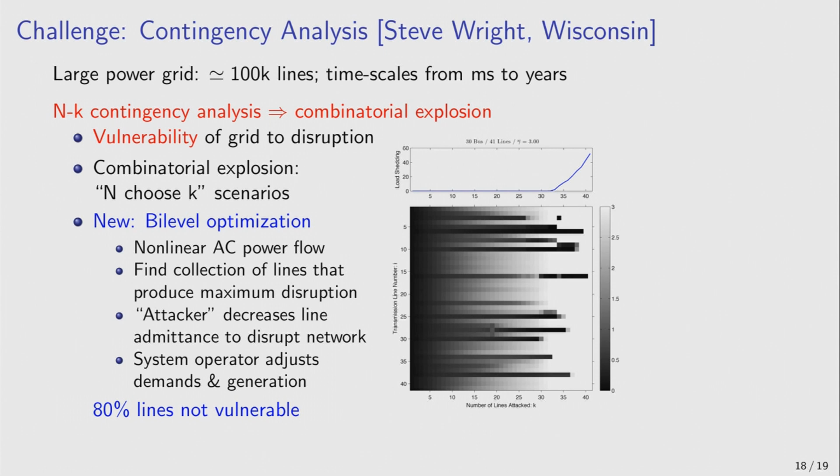And what they found is that about 80% of the lines are not vulnerable to these attacks. So even if the attacker really degrades these lines, most of the lines don't have an impact on the power grid. So it's a very robust system in that sense. But 20% of the lines are vulnerable, and knowing which these lines are will probably help you to figure out how to build a better power grid, how to prevent this from happening, or hardening these lines.